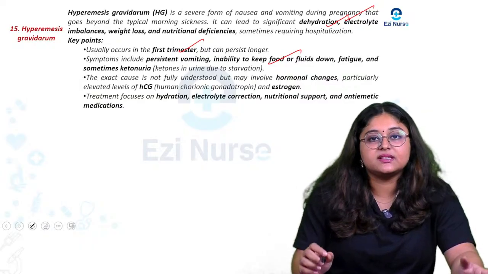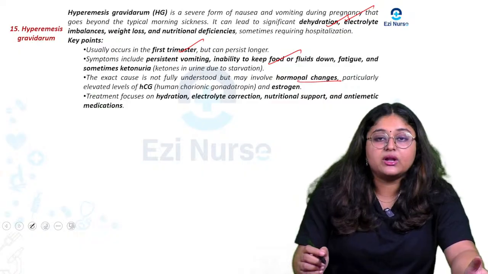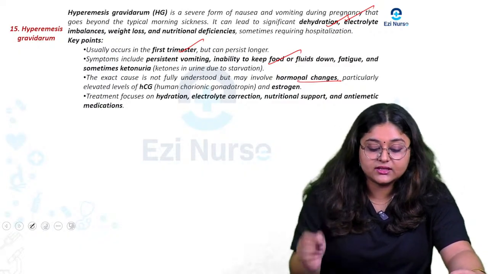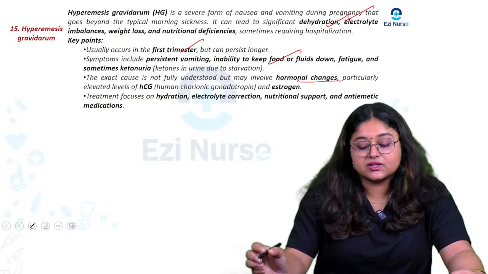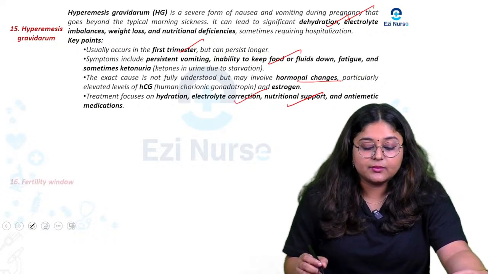The exact cause is not fully understood, but may involve hormonal changes, particularly elevated levels of human chorionic gonadotropin hormone or estrogen. And then treatment mainly focuses on hydration, electrolyte correction, nutritional support, and antiemetic medications.